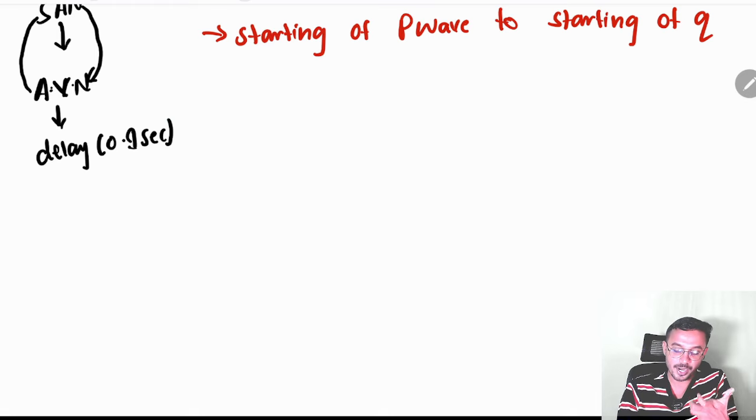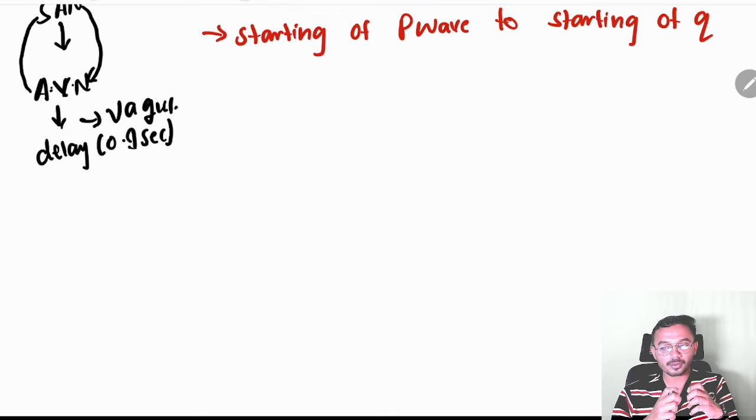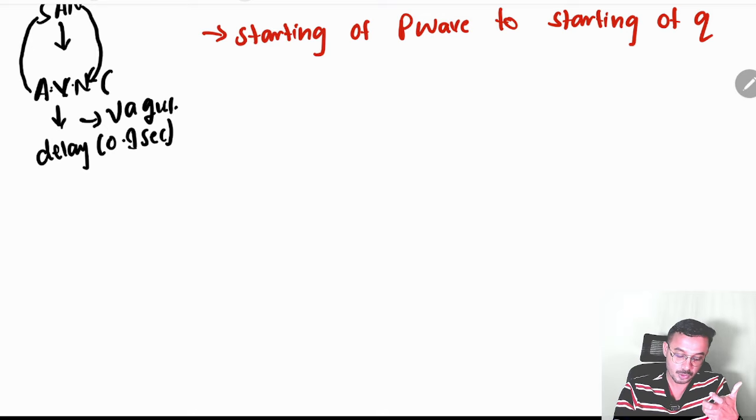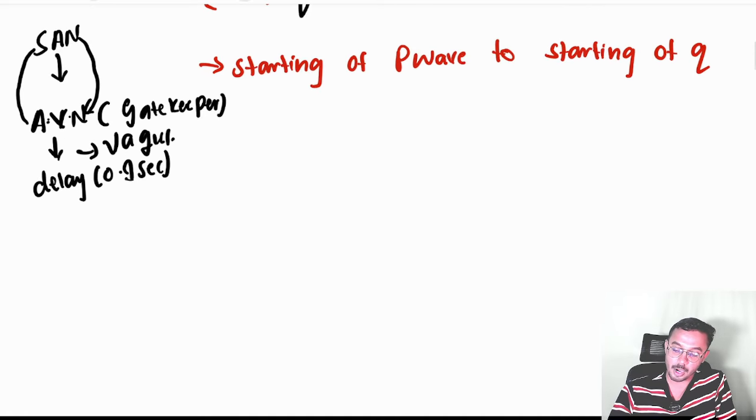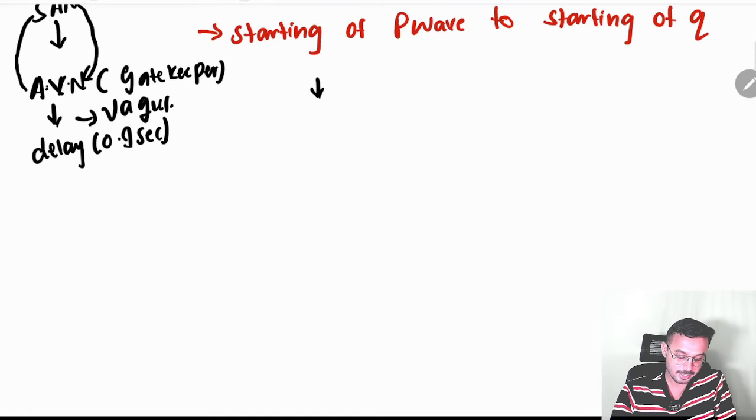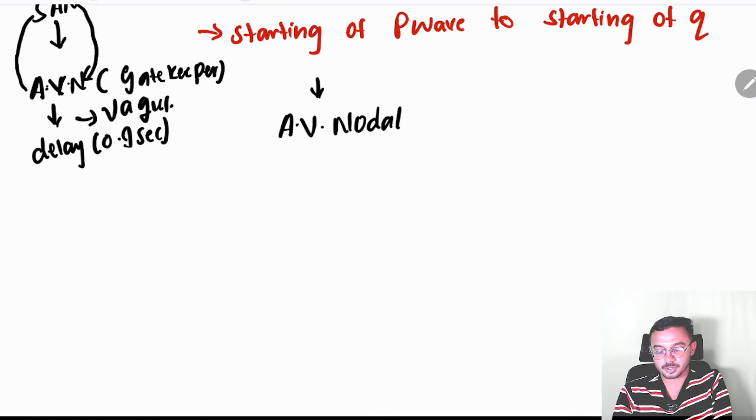So why is there a delay here? The vagus nerve comes into action. The vagus nerve delays the passage of the current to the AV node by 0.1 seconds. That's why the AV node is also known as the gatekeeper of the heart. Why gatekeeper? It delays the conduction system of the heart by 0.1 seconds. So how is the PR interval generated? Through the delay of AV nodal conduction. Whenever current passes from the SA node to the AV node, an interval known as the PR interval is generated. That's it.